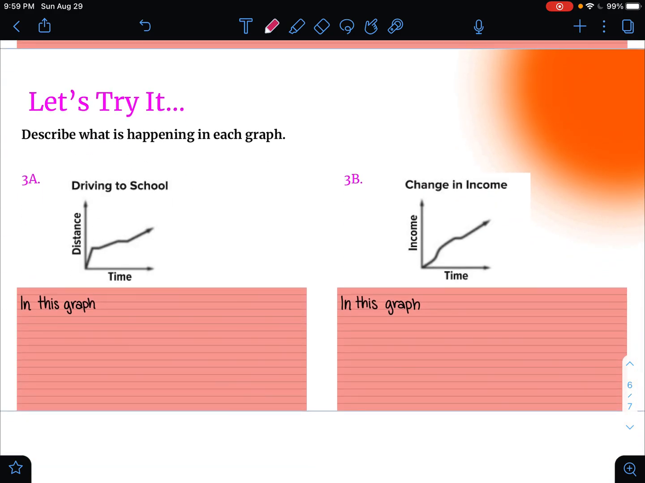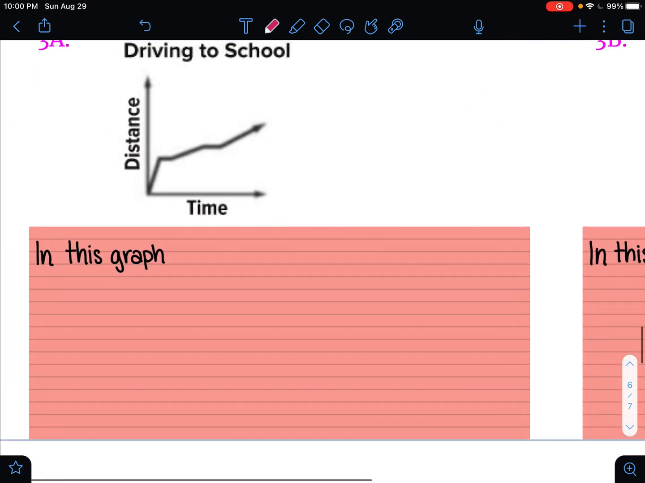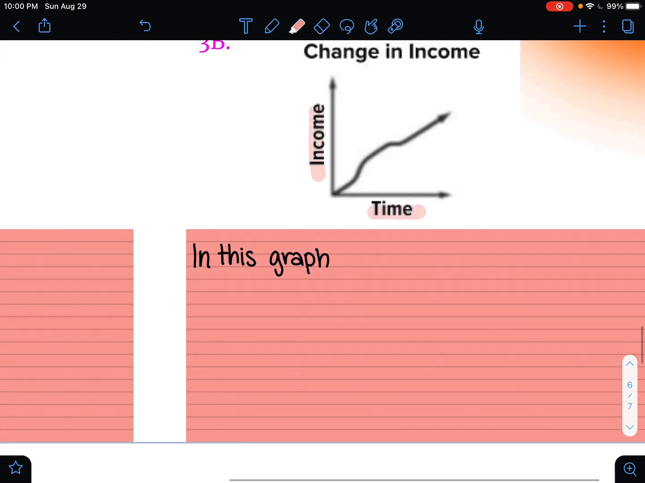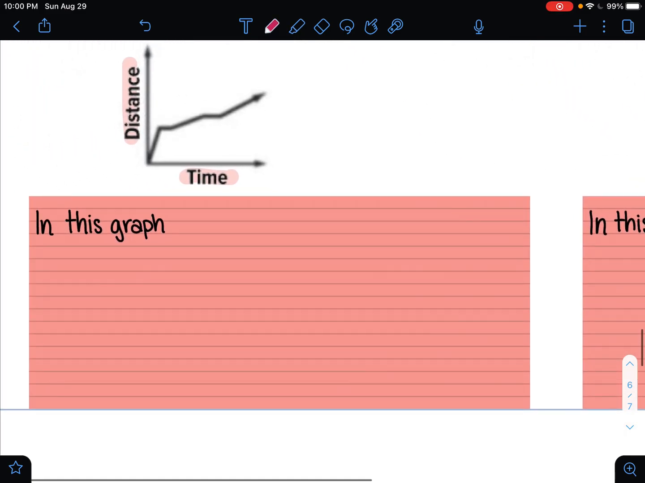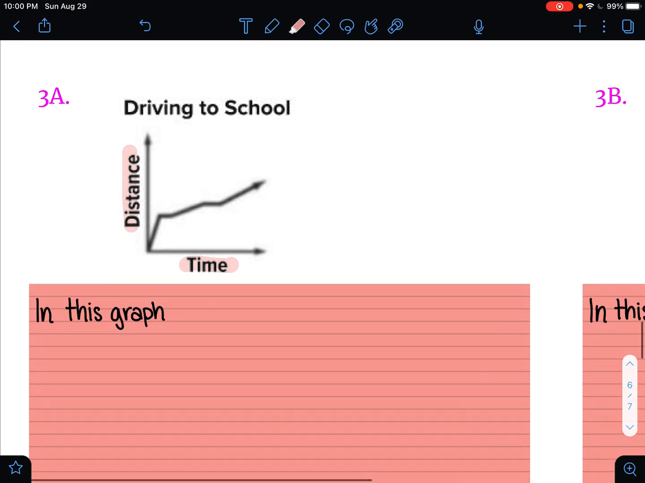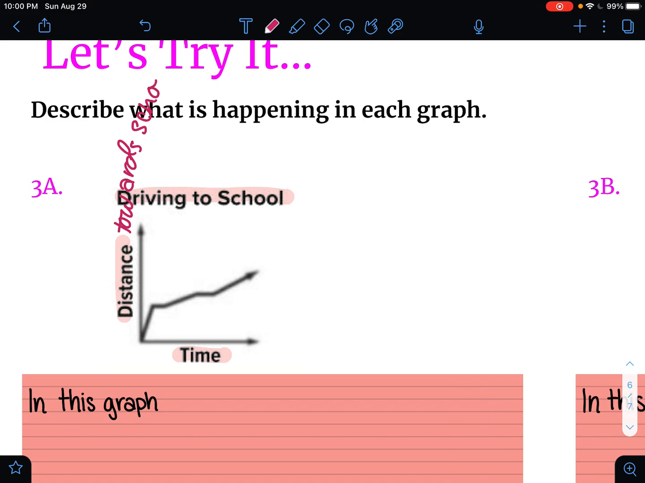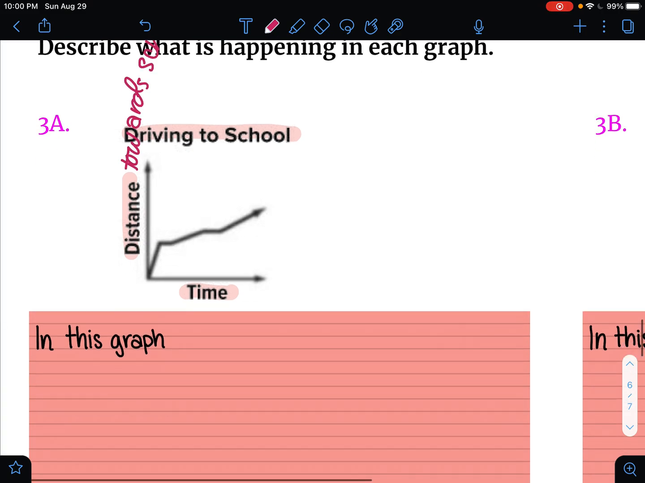This one is describe what is happening in each graph. It gives us these graphs with very vague titles, time and distance, and time and income. We have to make our own narrative for what it means, but it's pretty straightforward because this is driving to school, it's probably the distance towards school.